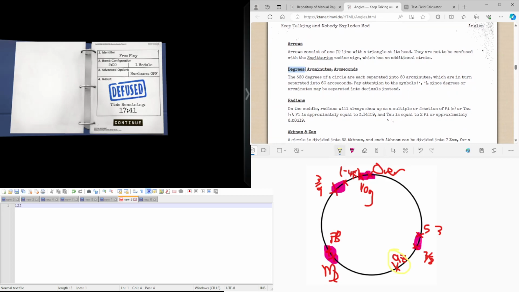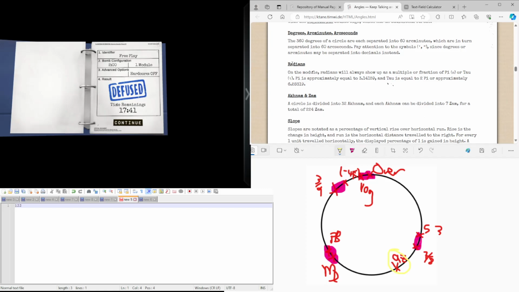Degrees, I feel like a lot of people are familiar with, but this is where it gets hard. They might include arc minutes and arc seconds, which are sort of divisions of degrees. Yeah, it's like 360 degrees of a circle is separated into 60 arc minutes, which is separated into 60 arc seconds, so it can get extremely precise for this one, which is where the difficulty comes in.